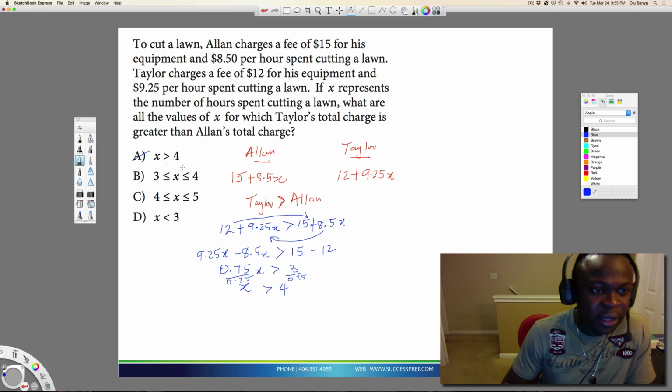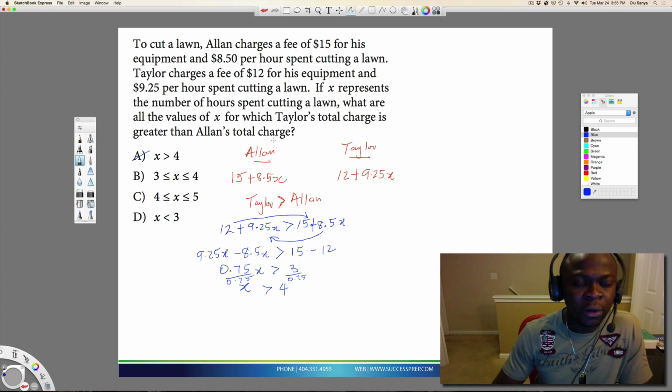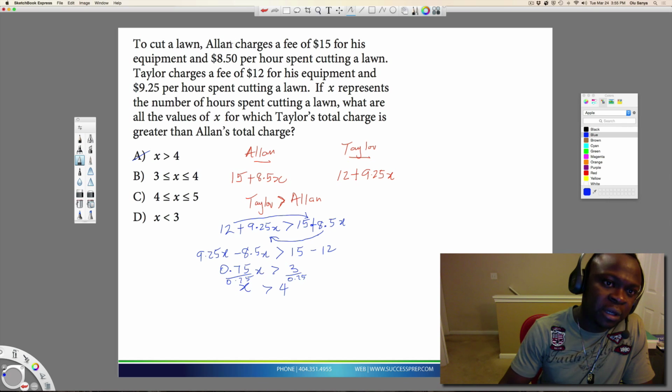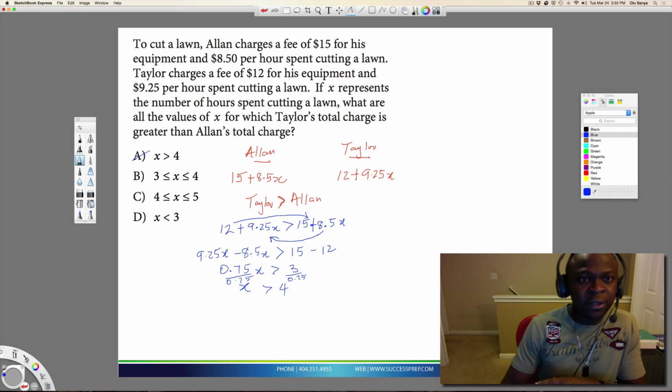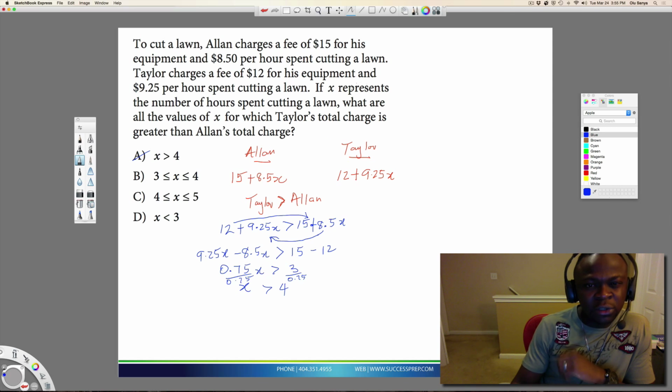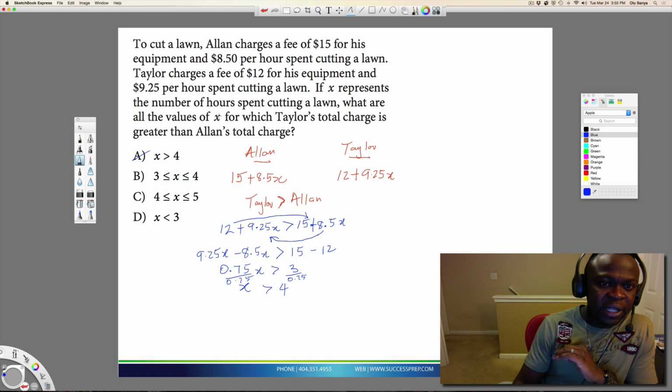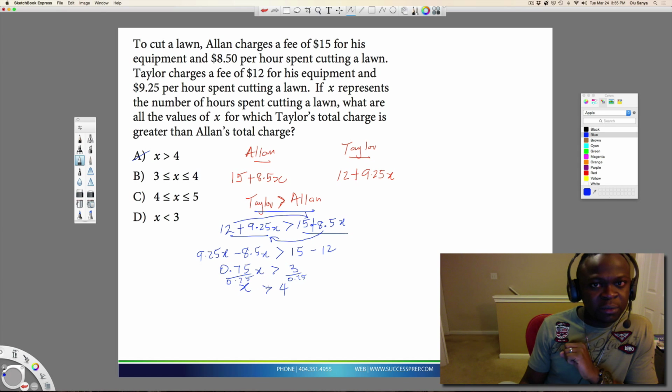So that pretty much is the answer. The answer here is A. And it all really stems from knowing that in this situation, you have to think about Allen, you have to think about Taylor, and you have to think about their equations. You just do what the question says, which is we want to find the x when Taylor's total charge is greater than that of Allen. So that's why we set up this inequality, that Taylor, which is all of this information, should be greater than all of this information. And then you just solve the algebra from there. And that's how you solve this PSAT question.